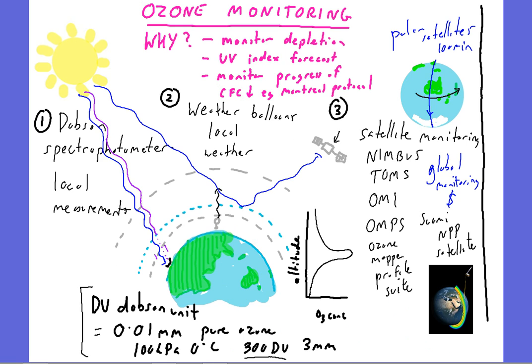But how do we know how much damage has been done to the ozone layer, and how do we monitor whether our techniques to try and solve the problem have been working? Well, that's done through ozone monitoring, hence it's in the chemical monitoring and management topic.